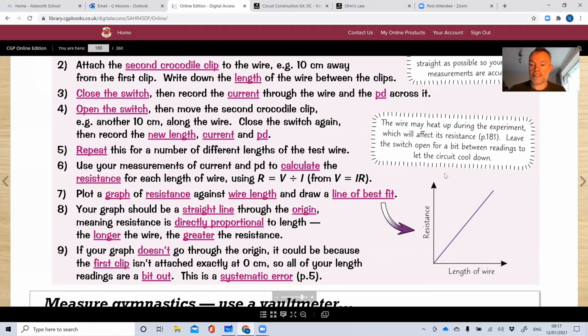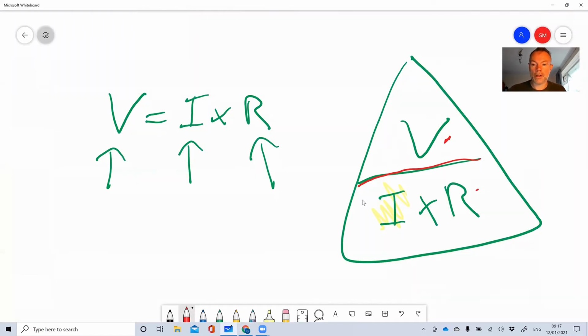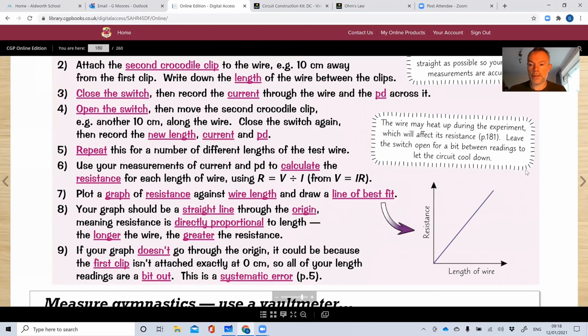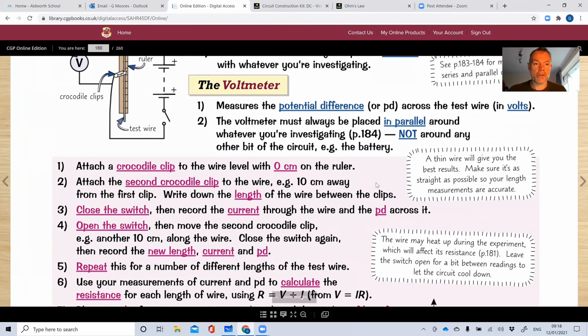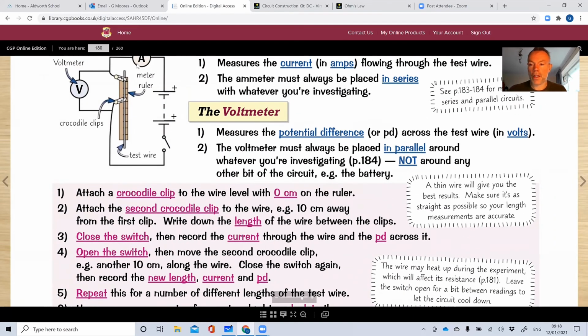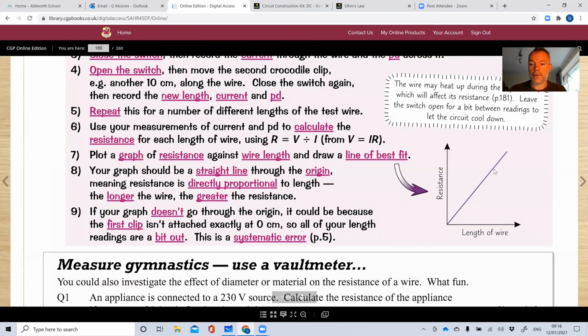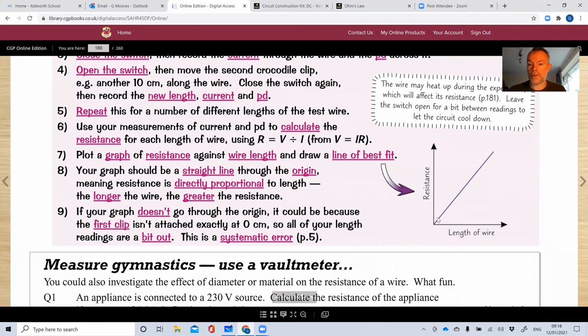Okay, and what you'd find is this. Look at this graph down here. You calculate the resistance, voltage divided by current. Remember our triangle? I'm calculating resistance, so it's the voltage V divided by I. I know my voltage, so I've got my voltmeter. I know my I, my current, because I've got my ammeter. I calculate the resistance. I know the length of the wire. I know the resistance. And here we are. I plot a graph. The length of the wire versus the resistance.